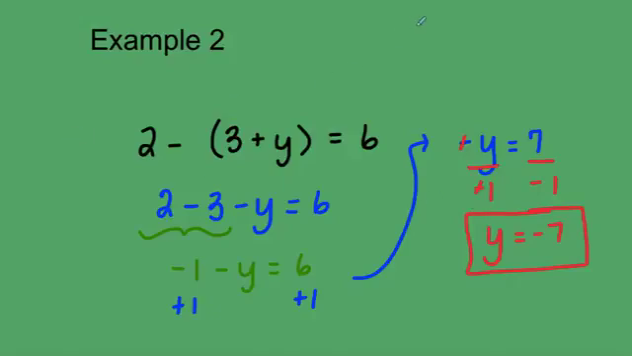All right, again, I can put this through and check it if I want to. You can check by just plugging it in. So 2 minus 3 minus 7. Does that equal 6? Well, it becomes 2 minus 3 minus 7 is negative 4, and then I have a negative times a negative, which becomes a positive, and 2 plus 4 does equal 6.